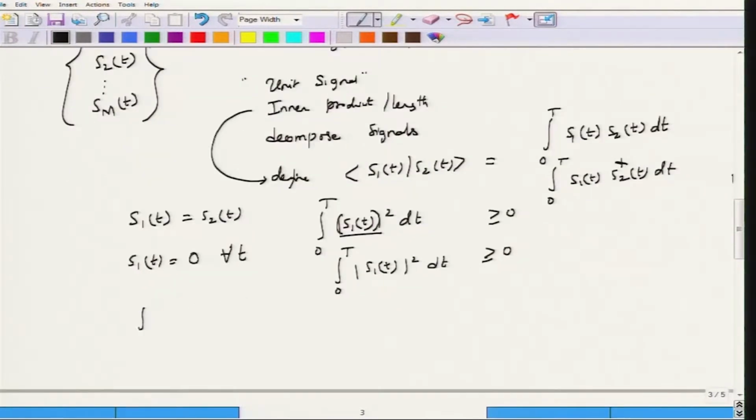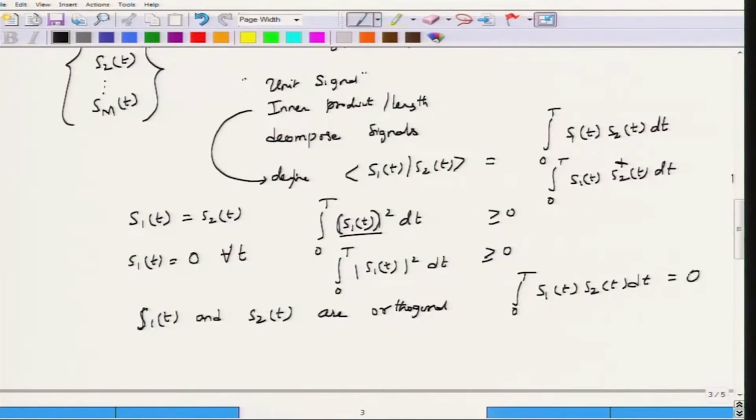We also define that two waveforms S1(t) and S2(t) are orthogonal to each other when their inner product, which is this particular integral, vanishes. So, when this integral results in 0, then we call them orthogonal to each other.